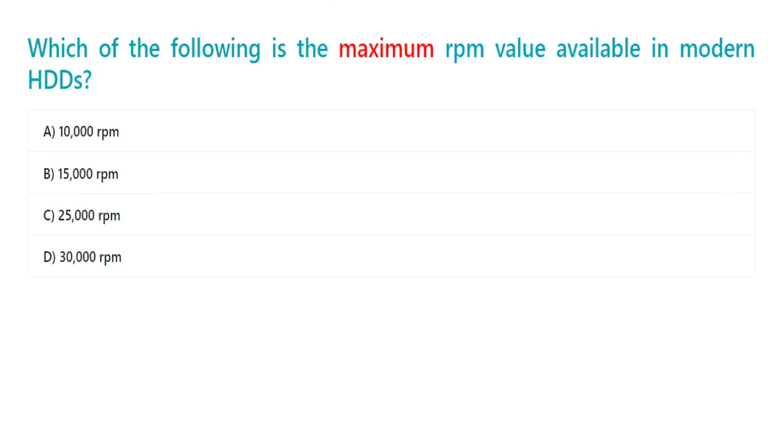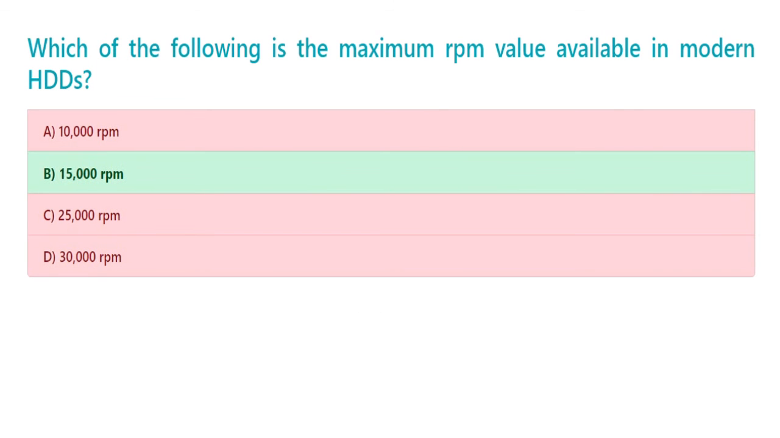Which of the following is the maximum RPM value available in modern HDDs? A. 10,000 RPM. B. 15,000 RPM. C. 25,000 RPM. D. 30,000 RPM. The correct answer is B. 15,000 RPM.